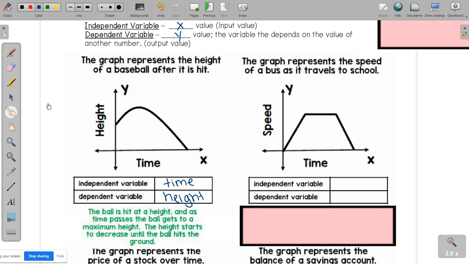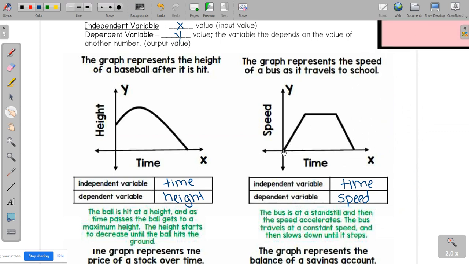Let's look at the next example here. This graph represents the speed of a bus as it travels to school. So our independent variable is time. Our dependent variable is speed. So let's think of this. Speed always depends on the time. So let's try to think of a situation that we could use this graph in by describing it.